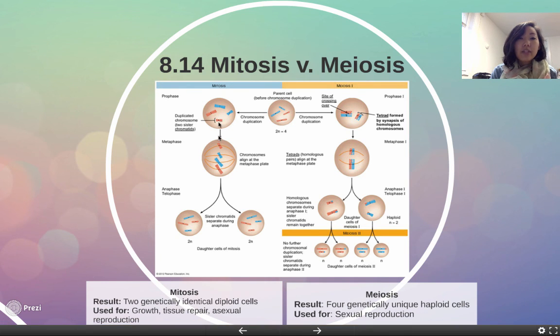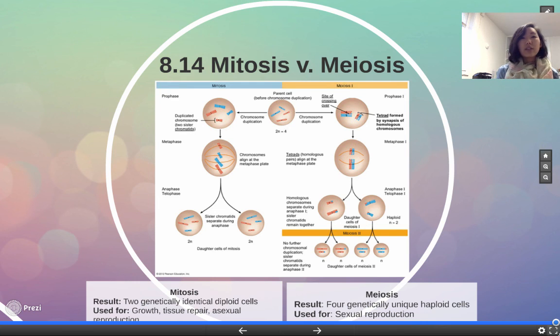Just note that mitosis will be generally used for any cells that want to grow, tissue repair or maintenance of your cells, and then asexual reproduction. So that's what all your body cells normally do. Meiosis only happens for sexual reproduction when you want to form your egg cells or your sperm cells.